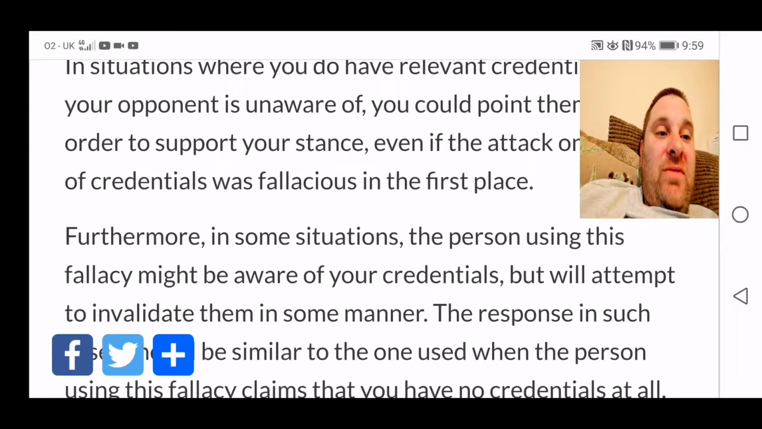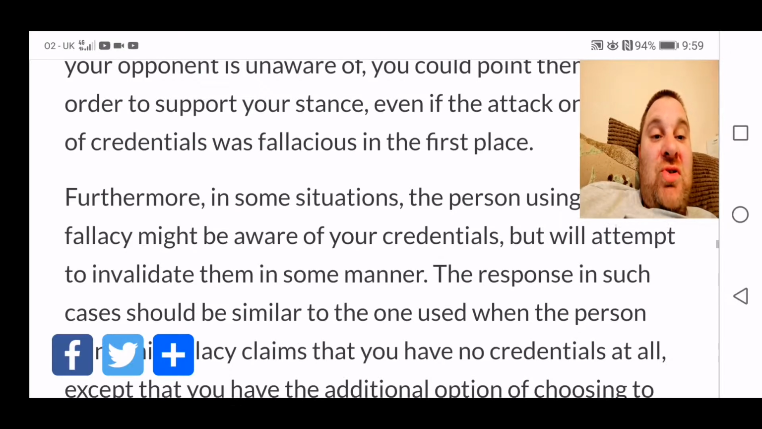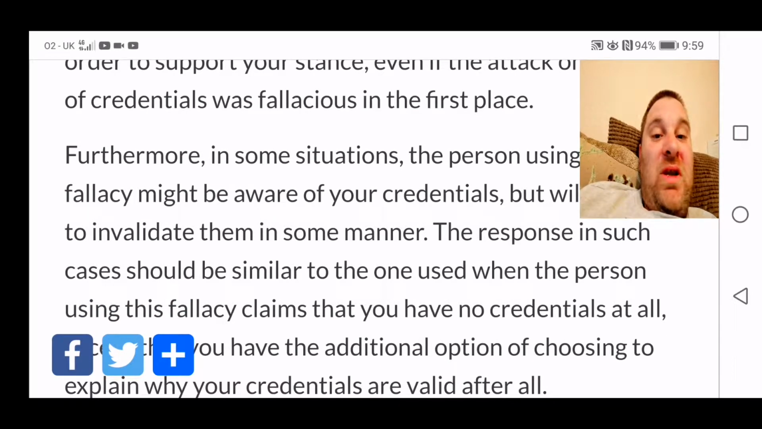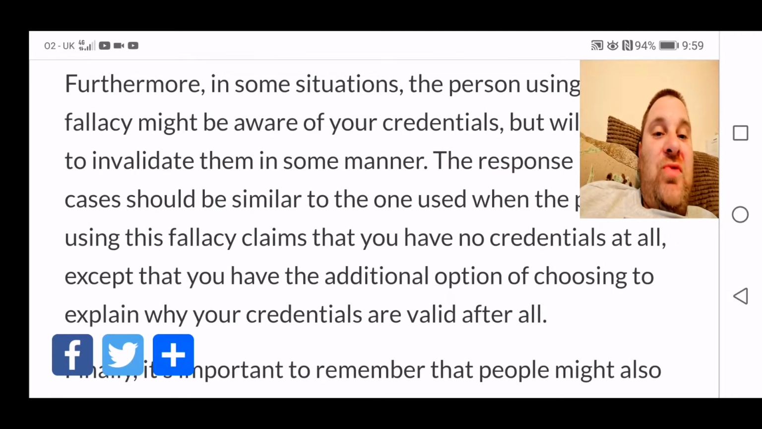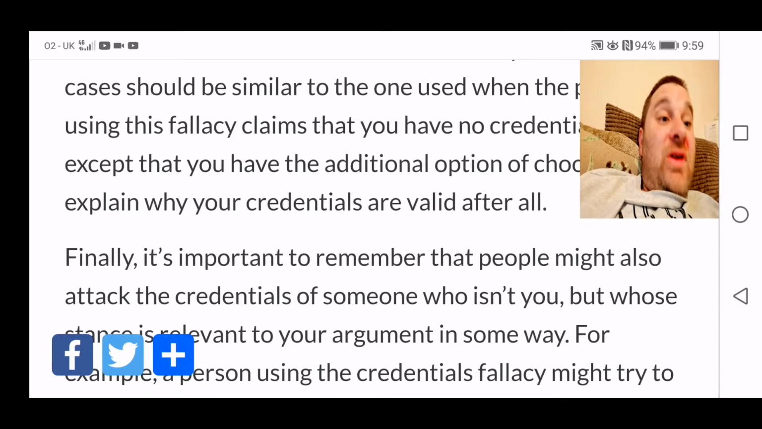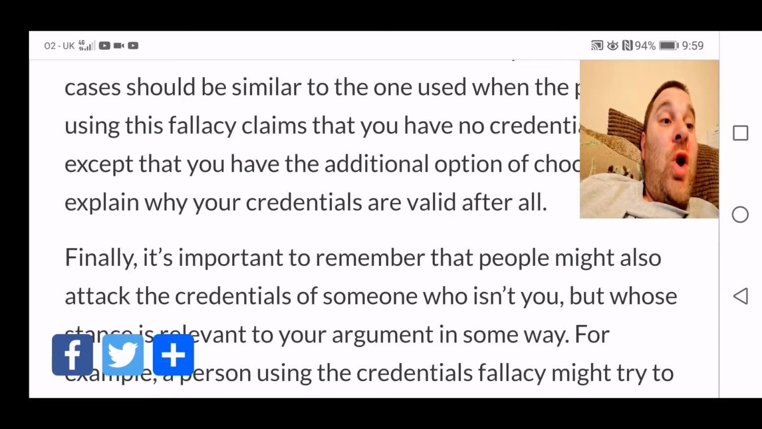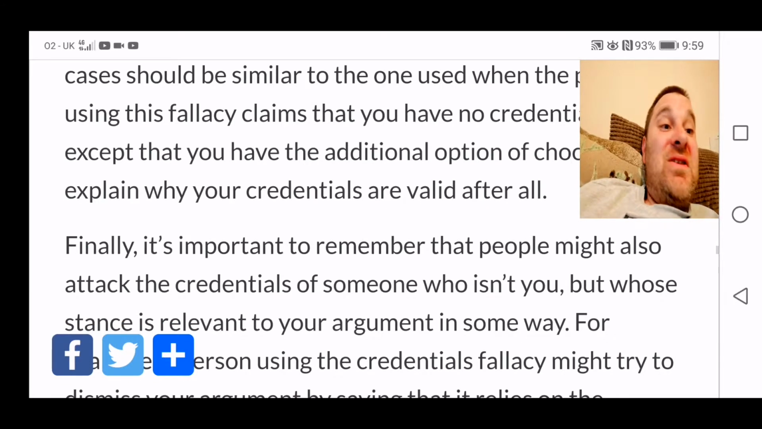Furthermore, in some situations, the individual using this fallacy might be aware of your credentials, but will attempt to invalidate them in some manner. The response in such cases should be similar to the one used when the individual using this fallacy claims that you have no credentials at all, except that you have the additional option of choosing to explain why your credentials are valid after all. Now, I've got credentials. Credentials of being alive. Credentials of having common sense. Credentials of knowing my surroundings. Yeah? Credentials of knowing what is what and what is. Like the physics of water, for instance. How we build and maintain pressure here on Earth. Yeah?